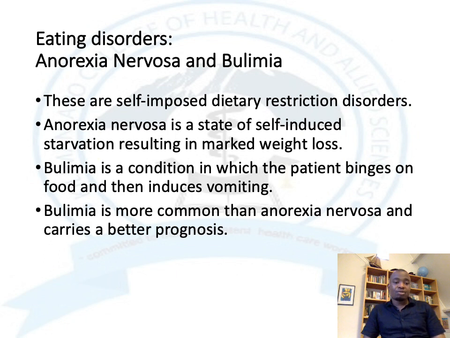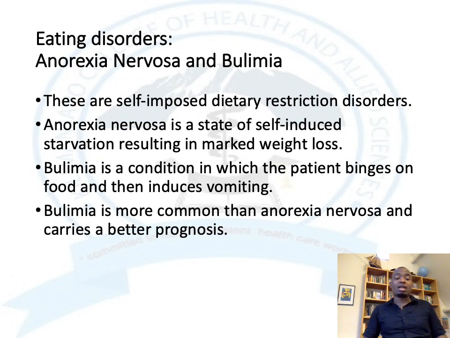Let us go directly to the eating disorders. In eating disorders, we have anorexia nervosa and bulimia. These are self-imposed dietary restriction disorders, and they are two kinds. Anorexia nervosa is a state of self-induced starvation resulting in marked weight loss. Here in anorexia nervosa, someone just stops eating so as not to become fat, and for that reason they are not eating. They don't like getting food, and they become thin. I think there is more to it than just stopping eating.